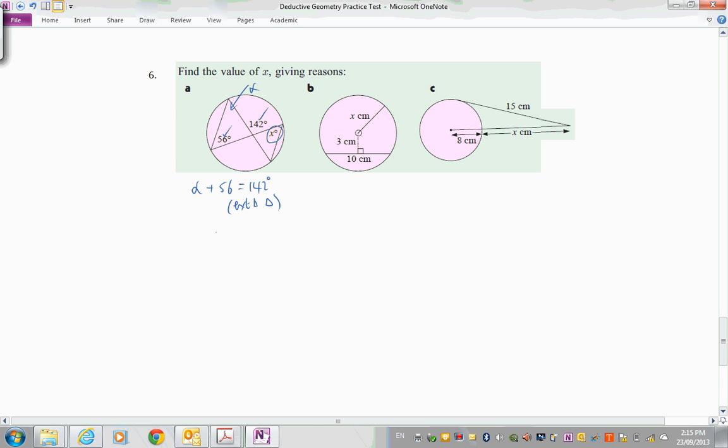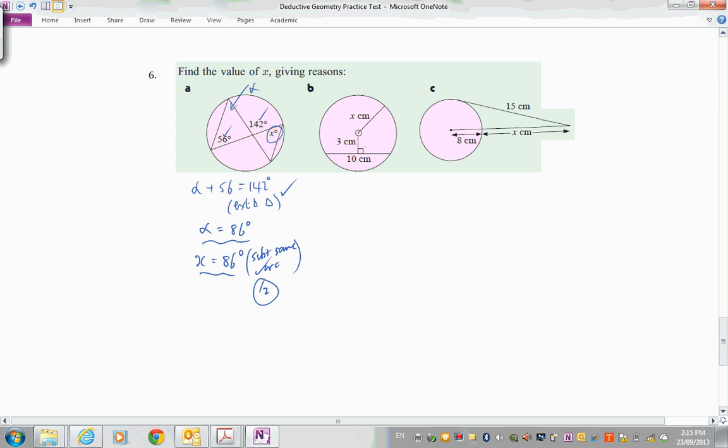Okay, subtracting 56 from both sides, what is that going to give us? 142 take 56 is 86 degrees. What are we going to get for that? Alpha equals that. Therefore, x is 86 degrees. Subtend the same arc, or angle in the same segment. So 1 for that and 1 for that with reasons. That's out of 2. Okay, let's look at the next one here.